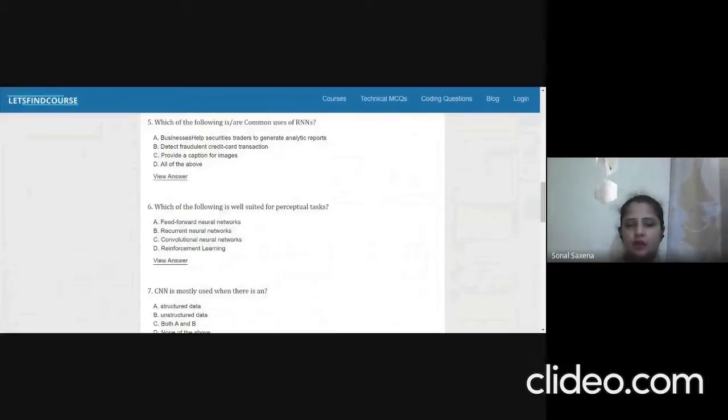And the next question is, which of the following is well suited for perceptual tasks? Feed forward neural networks, recurrent neural networks, convolutional neural networks, reinforcement learning? Try to answer it quickly.